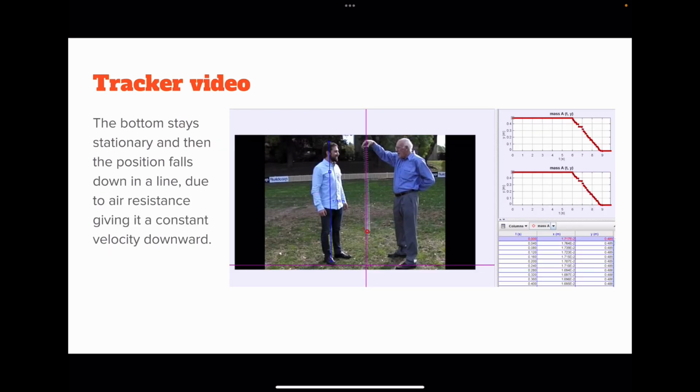So here's our Tracker video, at least a picture from it. As you can see, we have tracked the bottom of the Slinky, not the top of it. And we can see that the bottom stays stationary, and then when the top reaches the bottom of the Slinky, they fall down. And air resistance is giving it constant velocity downward here. As you can see, the position-time graph as it goes downward is pretty linear, and this is because of equal forces.